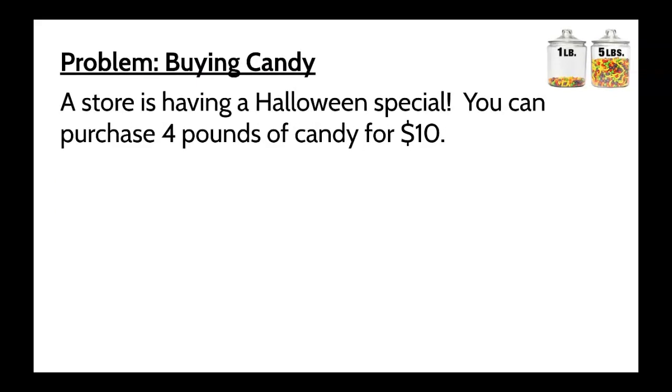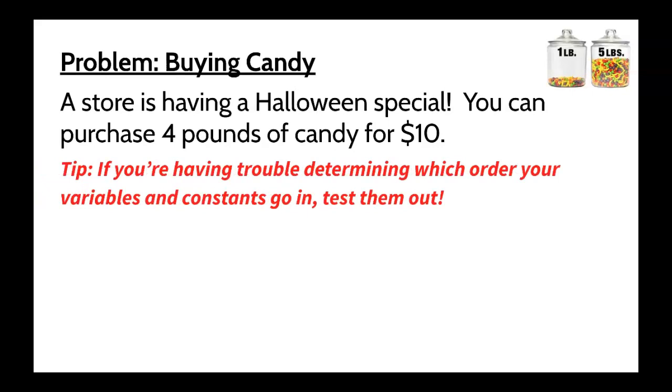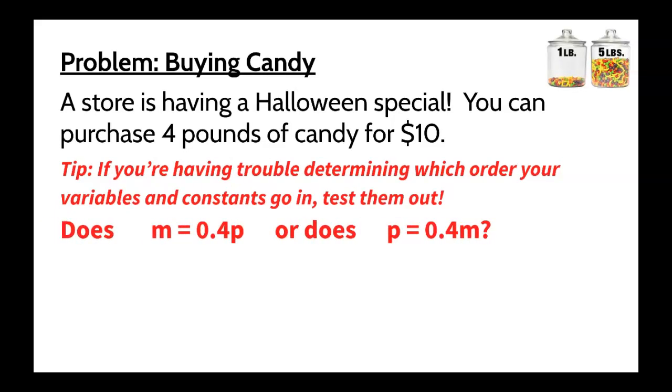Again, same problem, but we're going to get into actually writing the equations to represent it. I really like this tip because in class a lot of times we wondered which order to go in. If you're having trouble determining which order your variables and your constants go in, test them out. Does M equal 0.4 times P, or does P equal 0.4 times M? I can simply try out some of the numbers and see what makes sense.